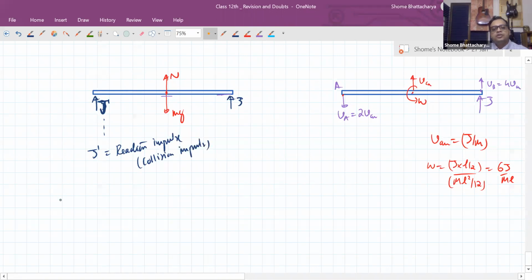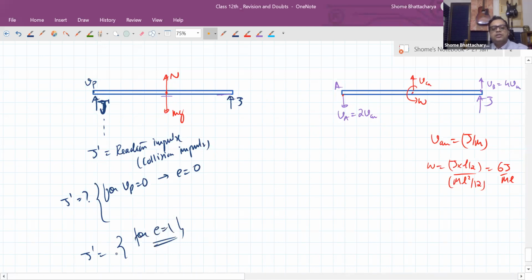Okay. So we solved J prime for the situation where this point of contact should be at rest. So for Vp equal to 0, that means the coefficient of restitution is 0. But we can also solve for J prime for the situation where E is equal to 1. So if E is equal to 1, this will be maximum. Maximum impulse is acting on it. And there will be maximum kinetic energy for the system. So there will be maximum height to which the center of mass climbs.